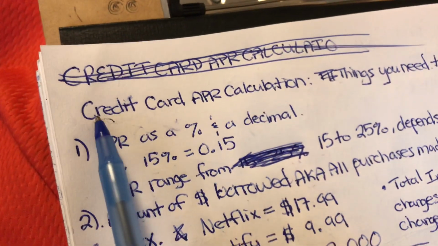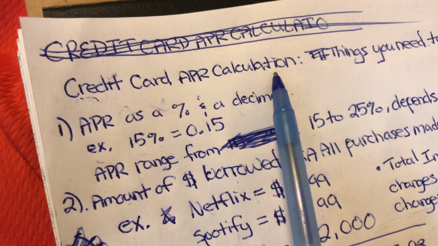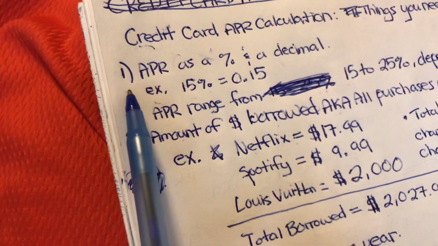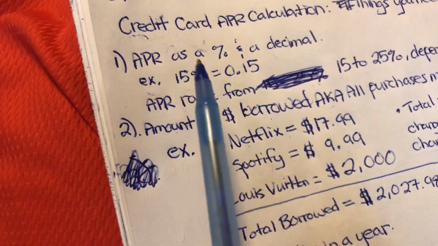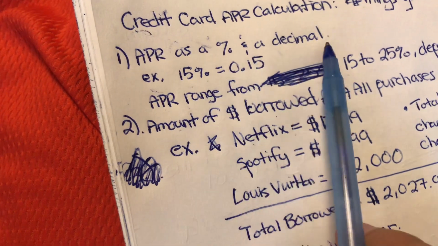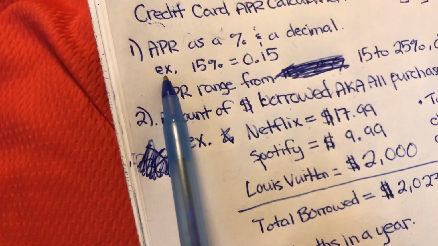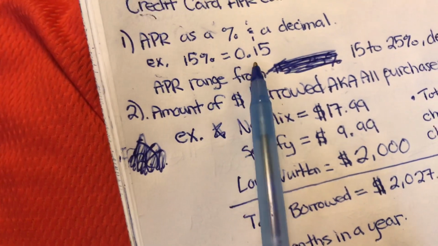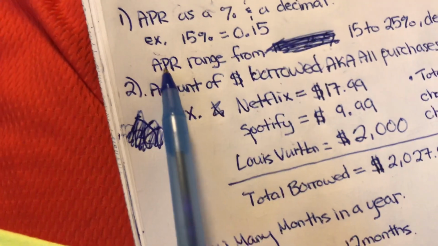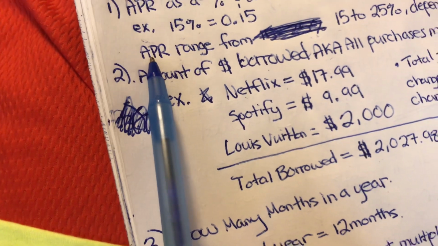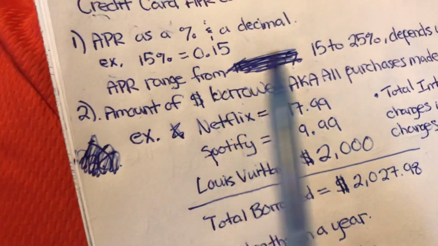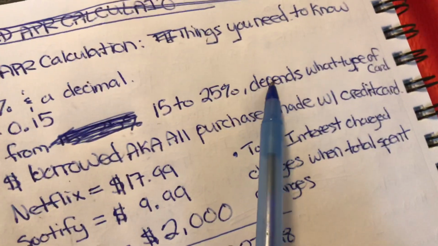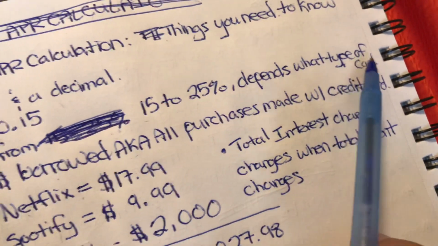All right, credit card APR calculation. Things you need to know. Number one, APR as a percent and a decimal. Example, 15% equals 0.15. An APR can typically range from 15 to 25%. It depends on what type of card you have.